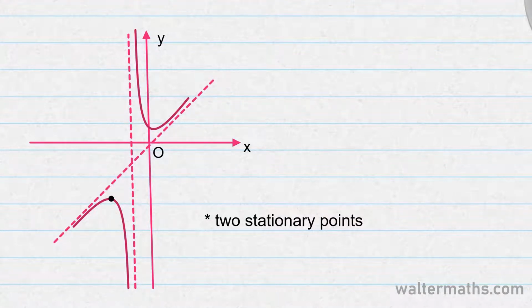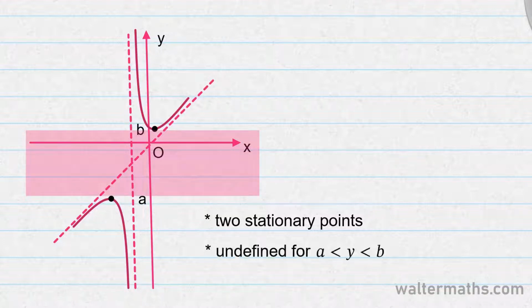If this point, which is a maximum, has a y-coordinate A, and this point here, which is a minimum, has y-coordinate B, then this rational graph is not defined for values of y ranging between A and B. In other words, we can say that there are no points on the curve for which y ranges between A and B. Let us look at an example from a past paper.